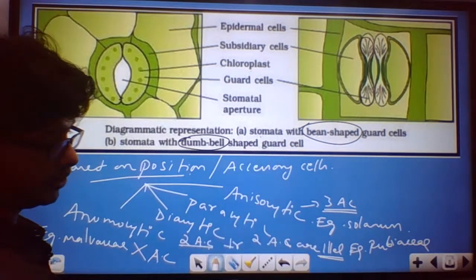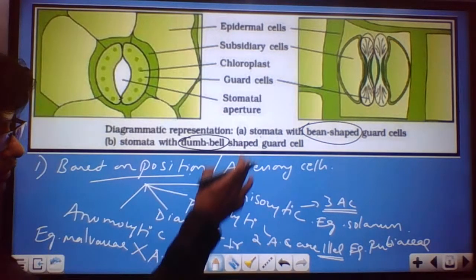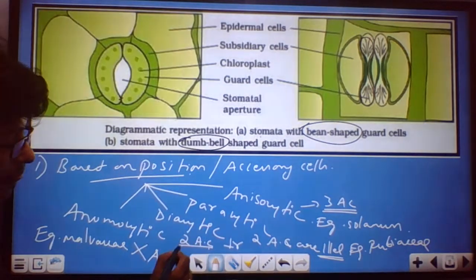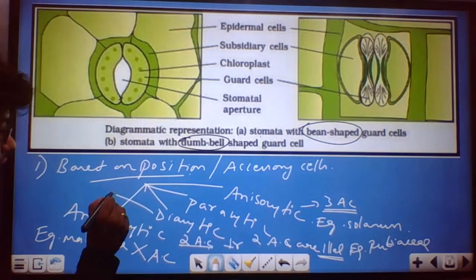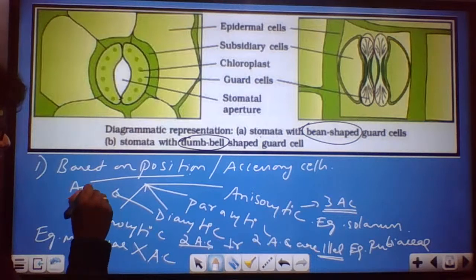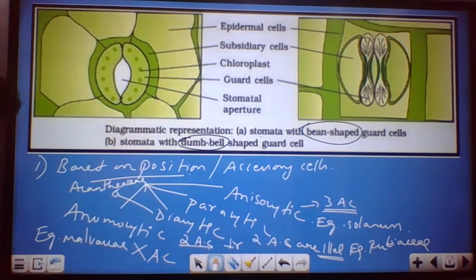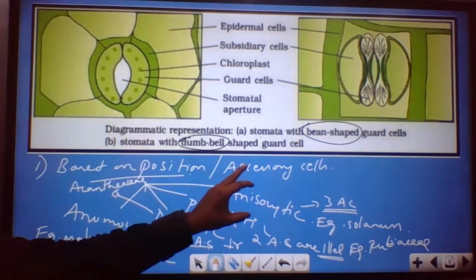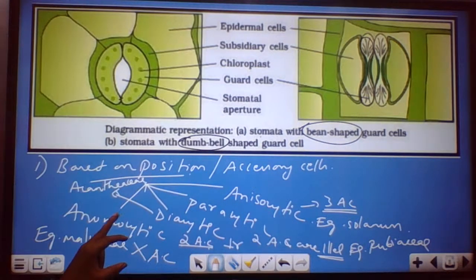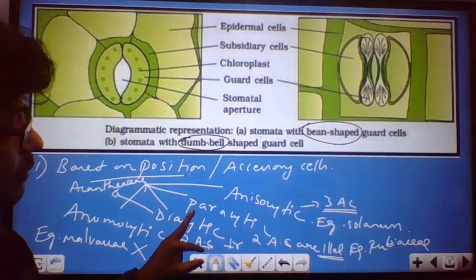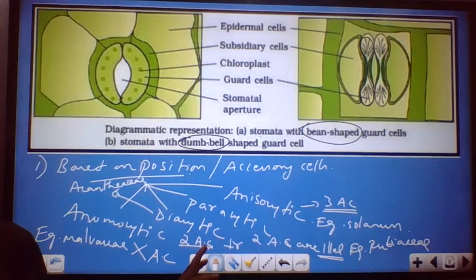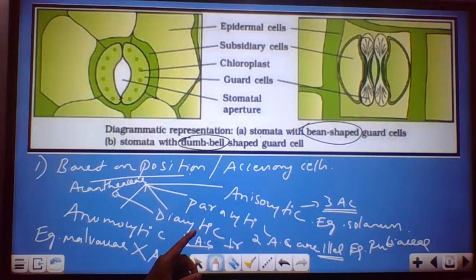They give us options and ask you to identify what type of stomata. Then diacytic, you could see in the family Acanthaceae. Okay, so based on the position of the accessory cells, you could see anemocytic, diacytic, parasitic, and anisocytic. This is all based on the presence of the accessory cells. This is the first type of classification.